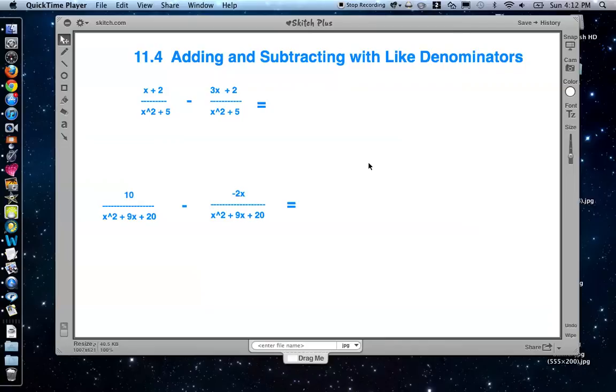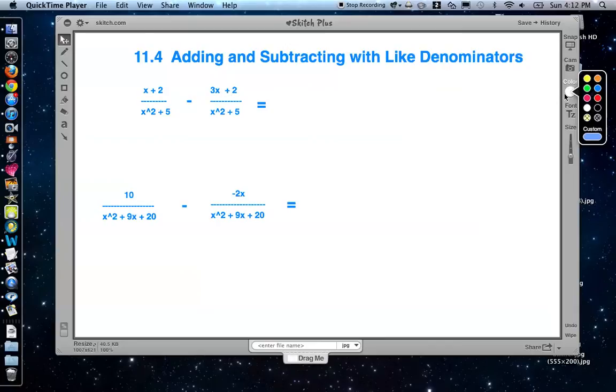So on the first example here, we have x plus 2 over x squared plus 5, minus 3x plus 2 over x squared plus 5. We have common denominators, so we don't need to worry about finding common denominators today. That makes these problems much easier. What you're going to need to do is take x plus 2 and subtract 3x plus 2 from that.